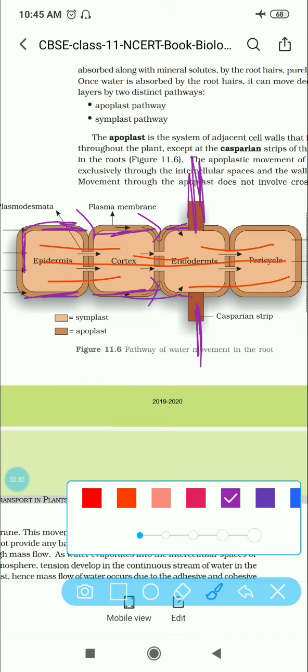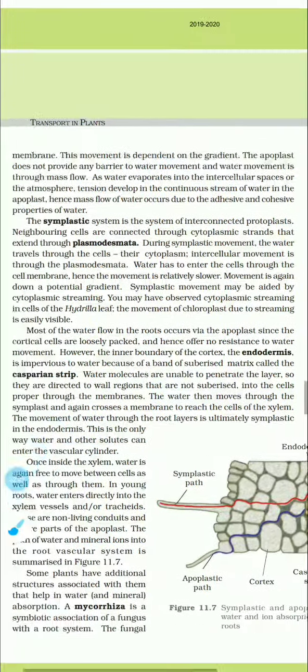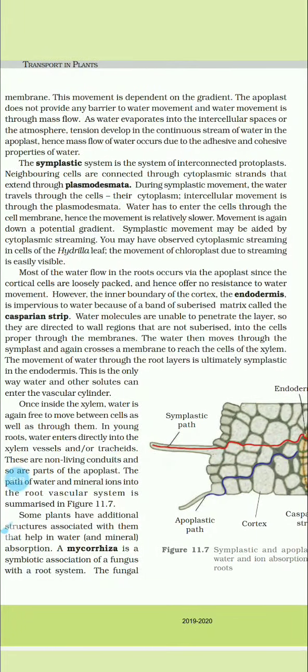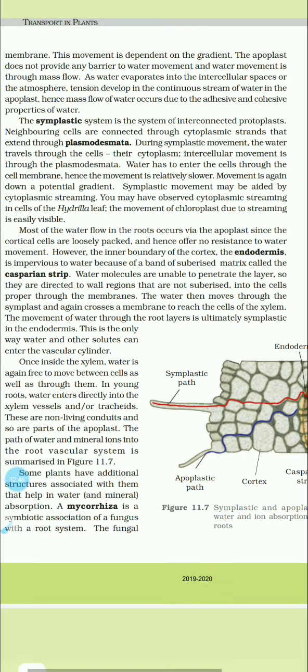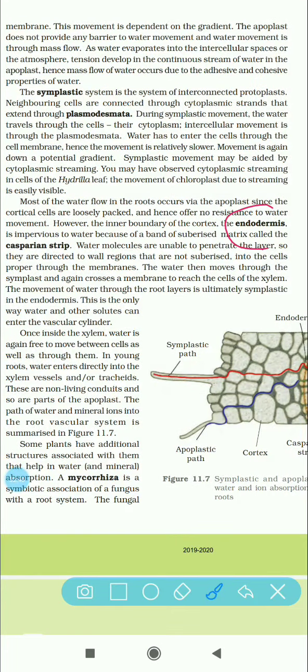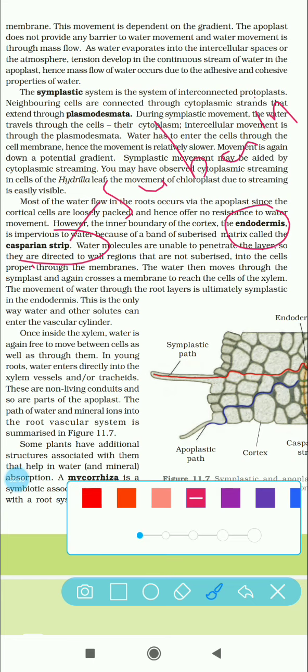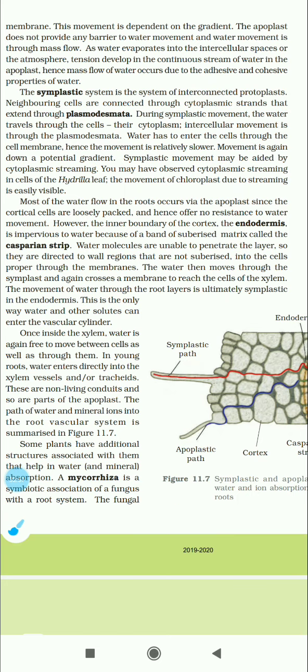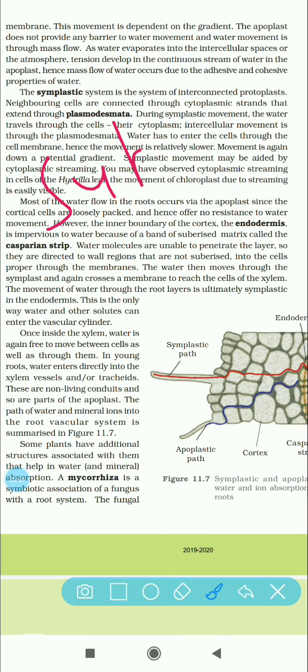So the blue one, as you can see, is the Apoplast and the red one is the Symplast. Remember that. We are still in the roots. Now as we know, the resistance is encountered at the endodermis because there are Casparian strips, which are made up of suberin. Remember that this is made up of suberin.